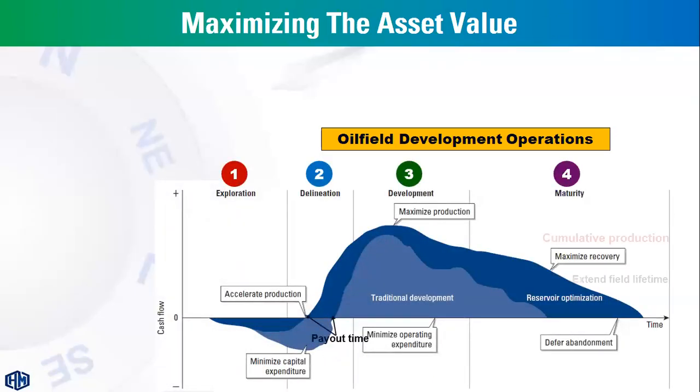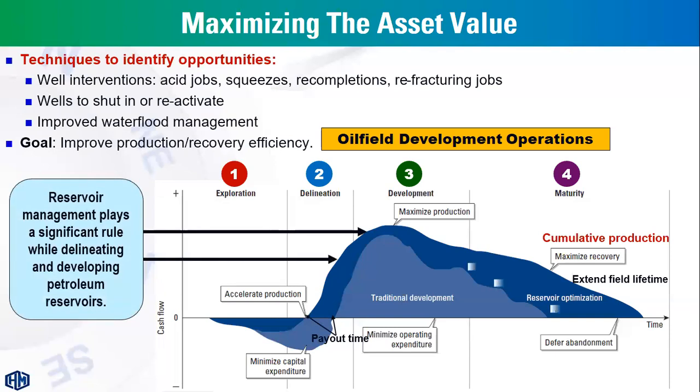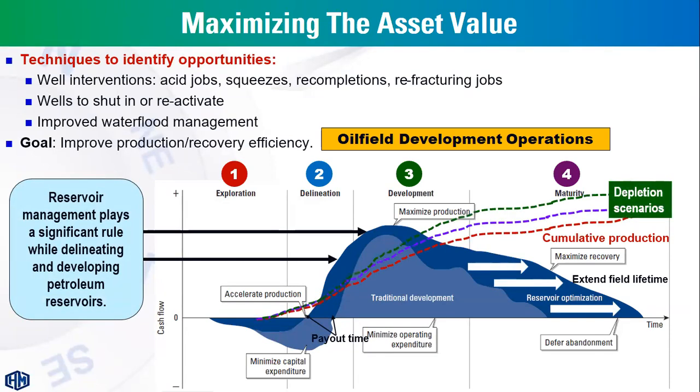So back to the oil field development life cycle and the operations, we typically have four different stages and four different phases for the oil field development process, as you can see. So we have right here a relationship between cash flow on the y-axis against the time on the x-axis. So the first phase, the exploration phase, which means we have high investment related to the acquisition of the concession, the seismic acquisition, seismic processing, exploratory drilling, and so on. So the cash flow, as you can see, will be negative.